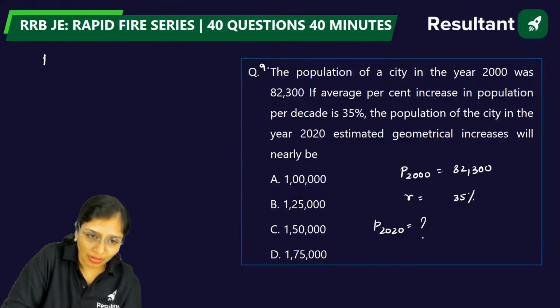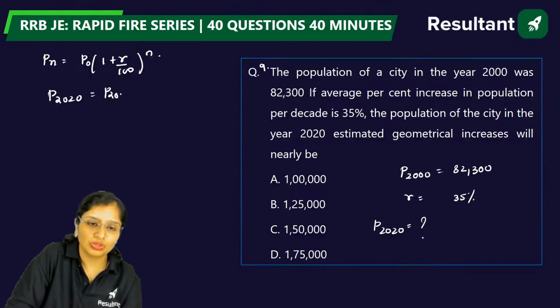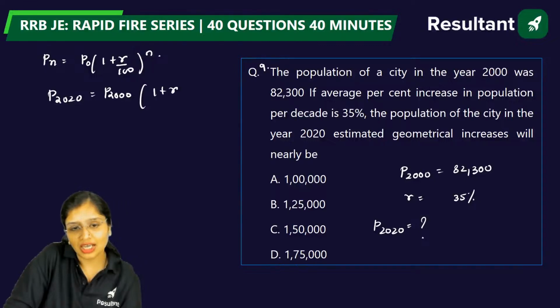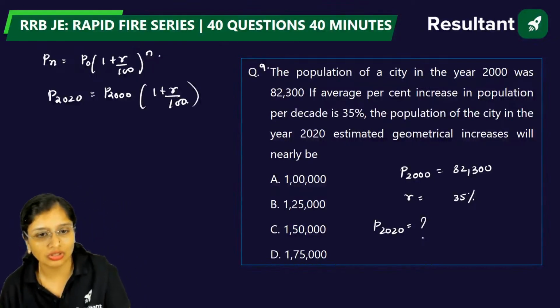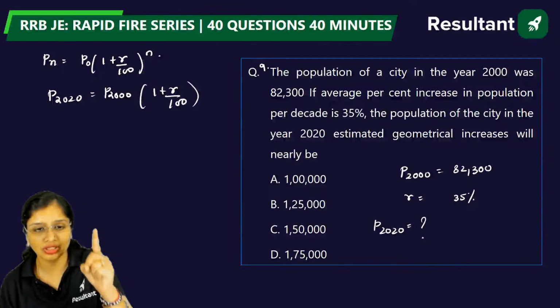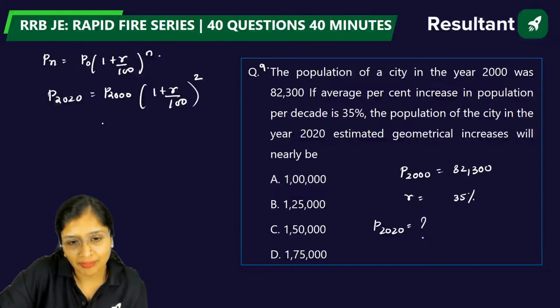So you know the formula of geometric increase, Pn is equal to P naught (1 plus R by 100) to the power n. So P in 2020 it is asking, given to you in 2000, 1 plus R by 100, and how many decades different is there? Two decades, 2000 to 2010, one decade, 2010 to 2020, 2 decades. So here it will be 82,300 (1 plus 35 by 100) whole square.